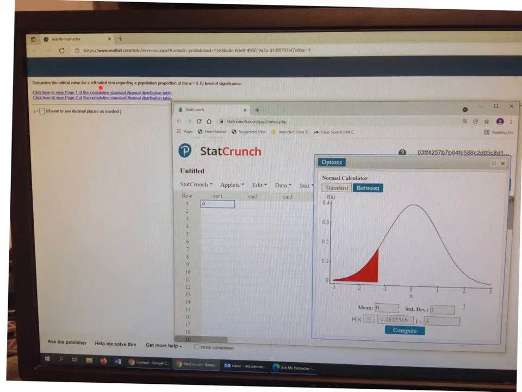Well, it does say it's a left-tailed test, and so I want that left tail. And this area here is 0.1, and it gives you this critical value, between negative 1 and 2, and it gives you several digits of it.